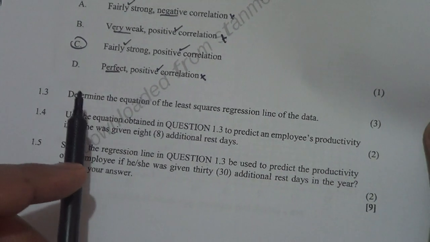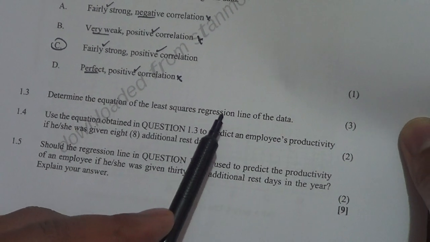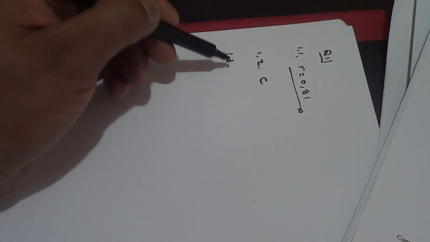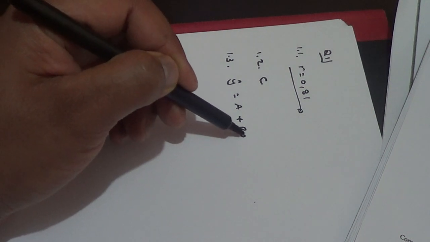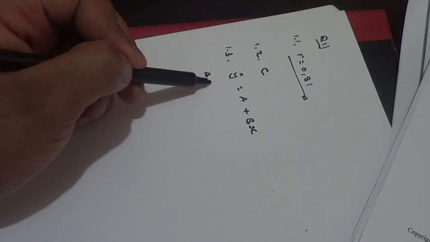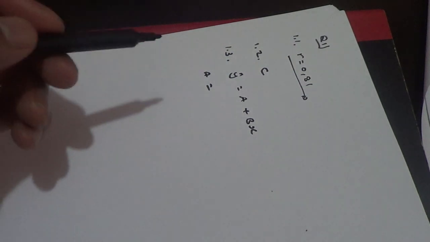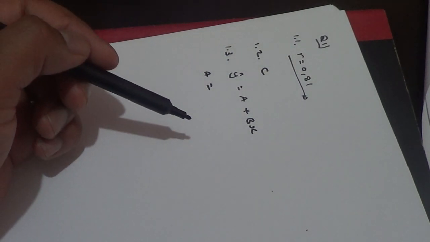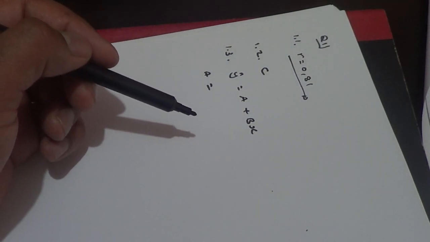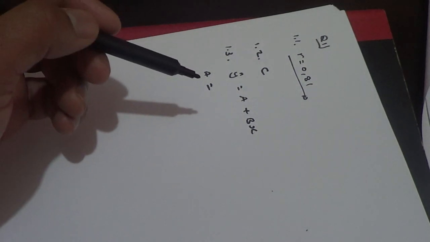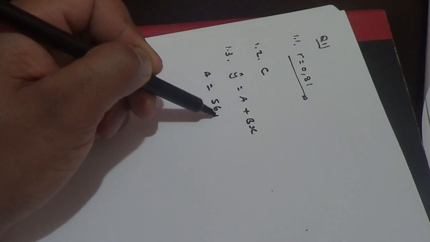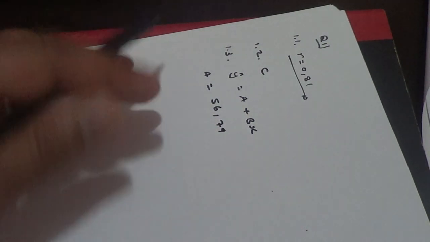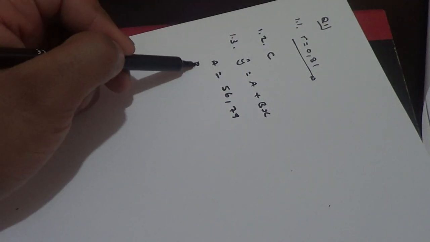And then it says, determine the equation of the least squares regression line of the data. Okay, great stuff. So 1.3, we know that our y bar equals a plus b of x. So what is a? Use our statistic mode still. So go shift 1. Then you go to option 5 regression. So press 1 there. I get my a is 56.79 to two decimal places.